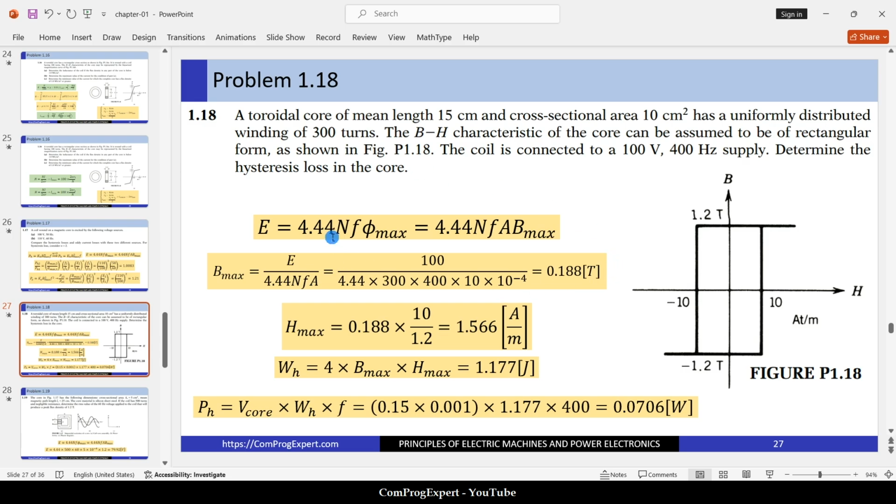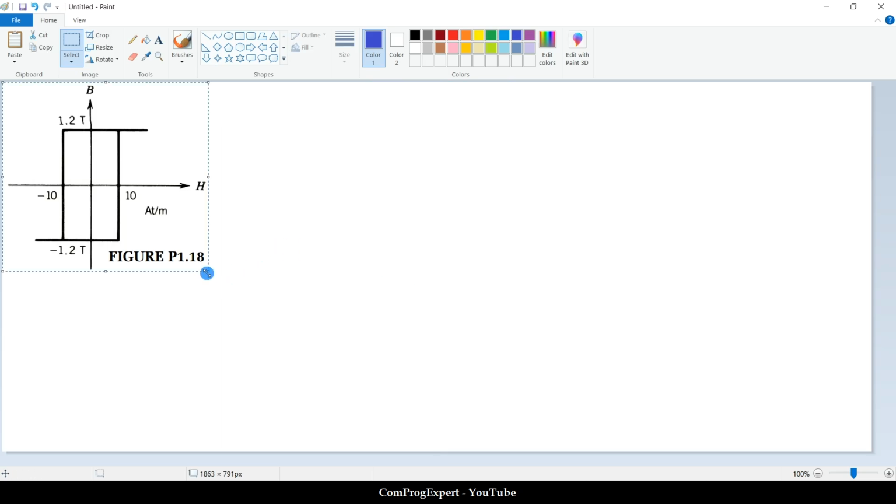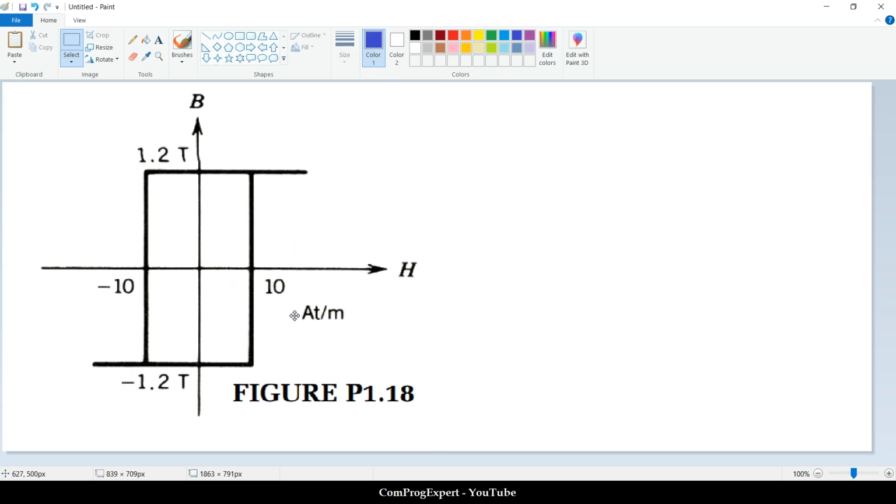So, how can we calculate hysteresis loss? The hysteresis curve is given here. As you know, the energy lost by the hysteresis loop is equal to the area of the hysteresis loop. But we don't have any information on the hysteresis loop inside this rectangle that we have here. So let me copy this, paste it here. We have this hysteresis loop.